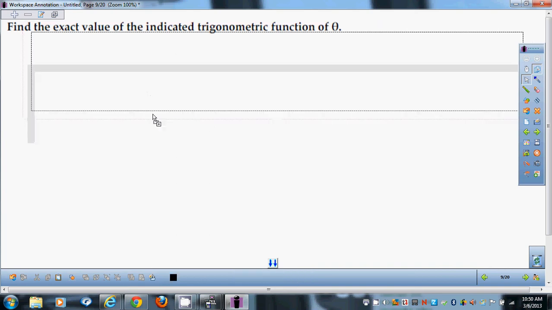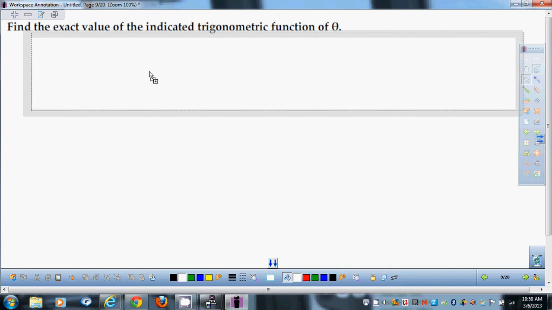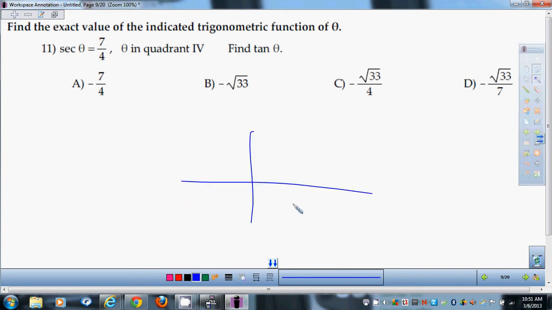All right, now, why do you think they gave you the fourth quadrant? That's right. Fourth quadrant means we're down here somewhere. You don't have to draw it to scale. If you actually draw it in that quadrant, it'll help you remember what's positive and what's negative. What does secant stand for? Cosine, which means cosine would be what, 4 over 7? Adjacent over hypotenuse. Now we're asked to find tangent, which is opposite over adjacent. So it's going to be something over 4. So it has to be A or C.